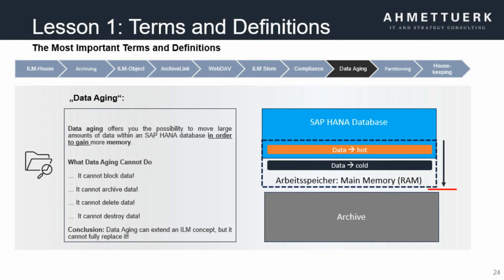Data aging allows you to reorganize large volumes of data within an SAP HANA database into different storage tiers to free up more main memory. It separates hot data, which is accessed frequently, from cold data, which is used less often. Important to note, data aging cannot block, archive, delete, or destroy data. Its sole purpose is internal memory optimization.